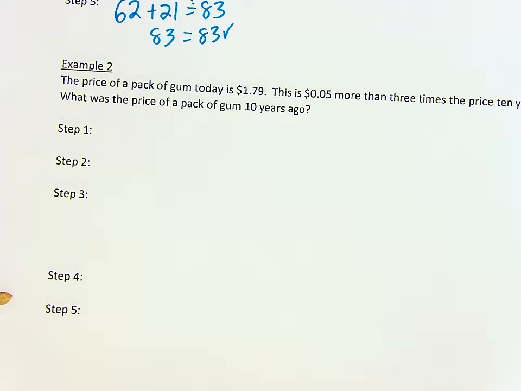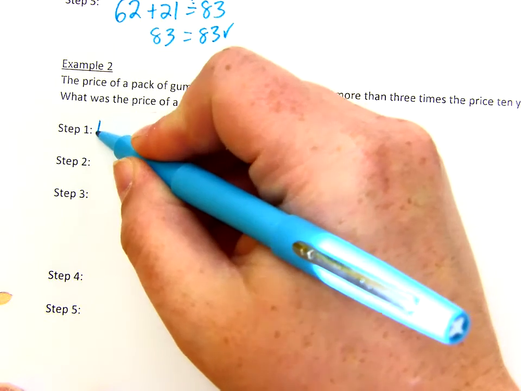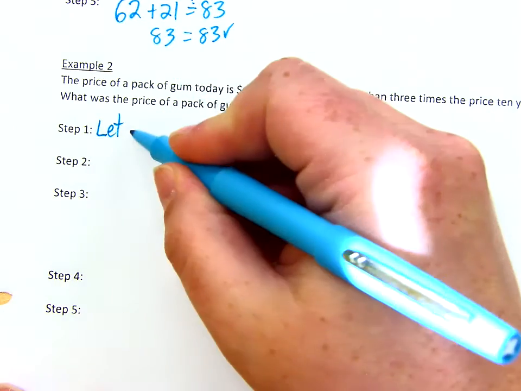So, what I'm trying to find is what I'm going to make the variable. What is it I'm trying to find? The price of the pack of gum 10 years ago. So, pick a letter to be your variable. It doesn't really matter what you pick. I always pick X, but you do what you want.